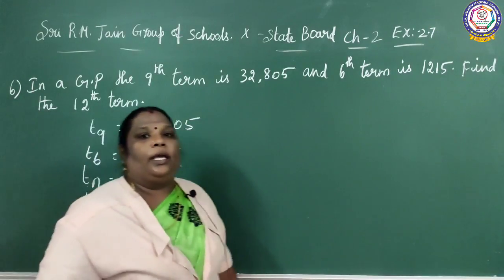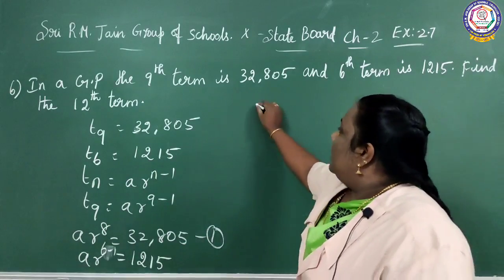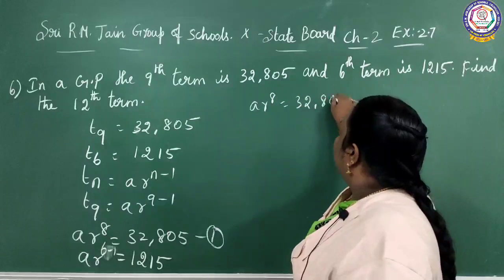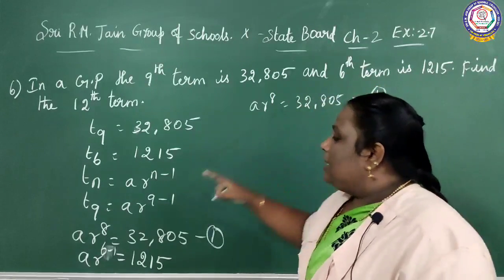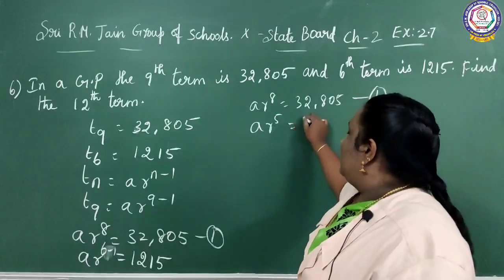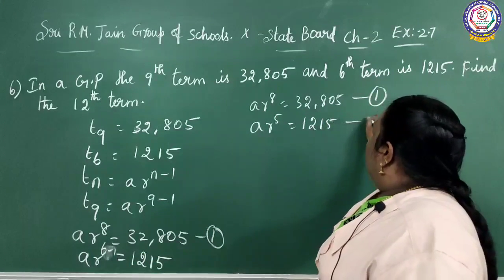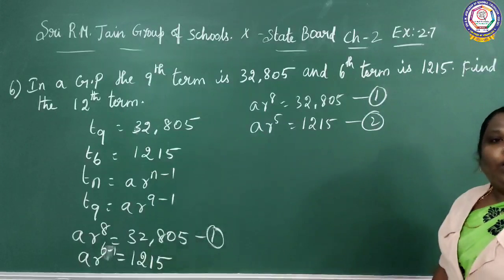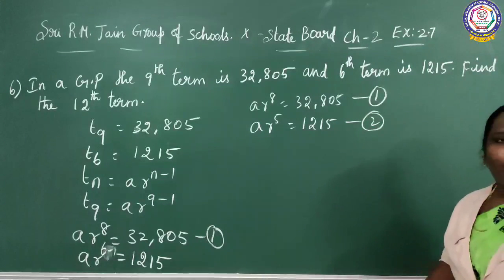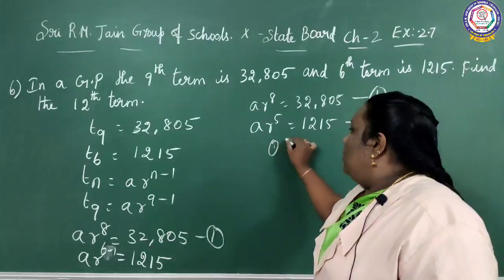1,215. So a r power 8 equals 32,805. First one, a r power 5 equals 1,215. You can take it as 2. Divide 1 by 2.